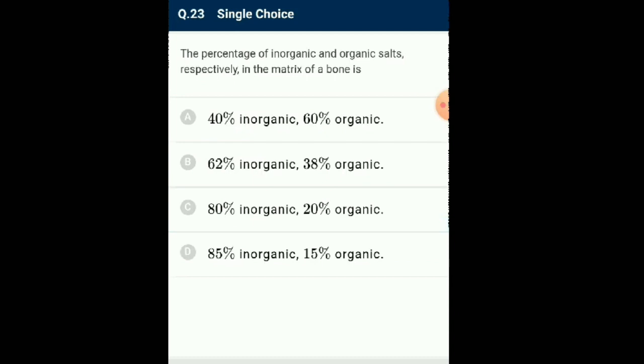Question number 23. The percentage of inorganic and organic salts respectively in the matrix of bone is. Bone is a hard, rigid, solid, inflexible and strong connective tissue. It consists of osteoclast and osteocyte cells with large amount of the matrix. Bone producing cells are called osteoblasts. They divide to form osteocytes and synthesize the organic part of the matrix. So the answer for this question is option B.